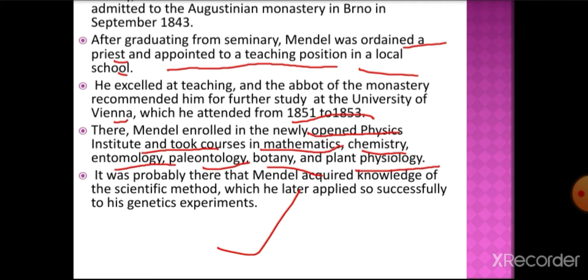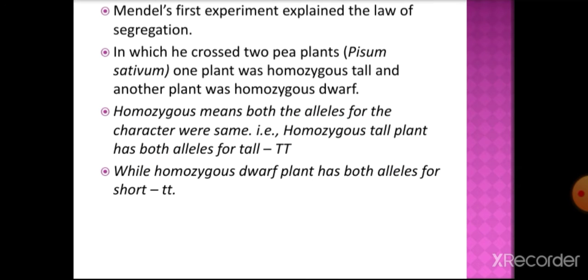Now, it is important to note here that Mendel was the first to use mathematical or statistical analysis in a biological experiment. Although nowadays it's very common to use mathematics or statistics in genetics, in those days he was, I think, the first to do so. Now let's see Mendel's experiments.